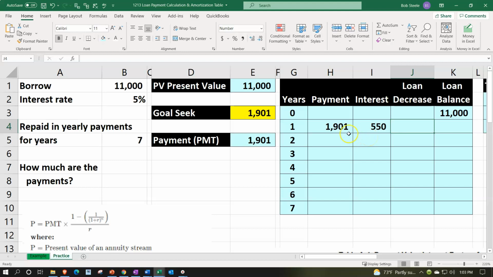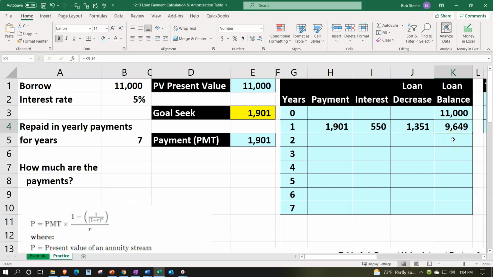So that means of the 1,901, 550 is going to rent. It's gone. We're not getting any decrease in the loan balance from it. The difference between the two is the decrease in the principal that we will have. So we're going to say the loan decrease is the amount we pay minus the rent on it, the interest. And so that 1,351 about is what the loan balance actually goes down by. So this is going to be equal to the 11,000 minus that 1,351. So now the loan balance is going down to here.